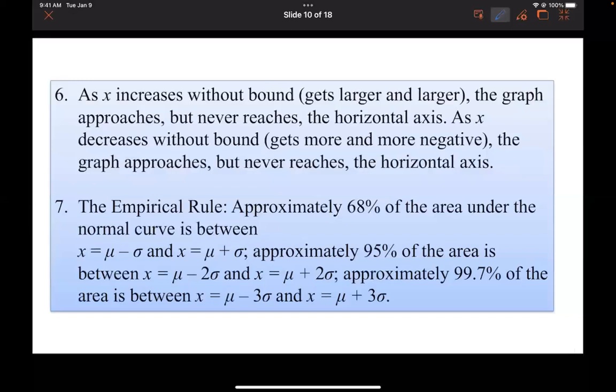But it is approximate. As we get to Thursday, when we learn our new math tools, you will see that 95% is not exactly 2 standard deviations. I think it's 1.95 really, rather than 2, but we rounded for the empirical rule because it says approximately. So they're not exact, but they're really close.